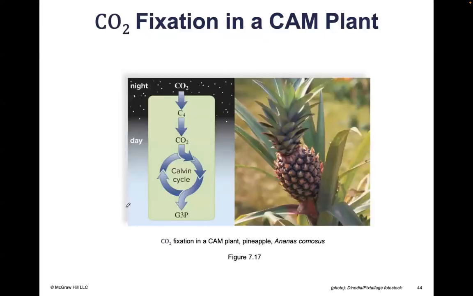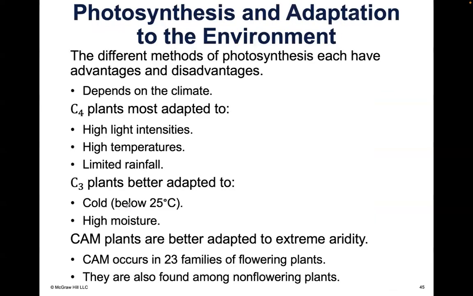Now let's see an example of how CO2 fixation happens in CAM plants. An example of a CAM plant is the pineapple. In the nighttime, the CO2 is sent into the system, which has C3, to produce C4. The C4 then produces CO2 and sends that into the carbon cycle to produce G3P, which is going to produce carbohydrate. But in the C4 plant it is not the same.